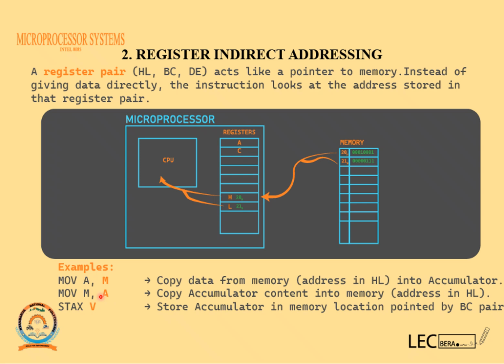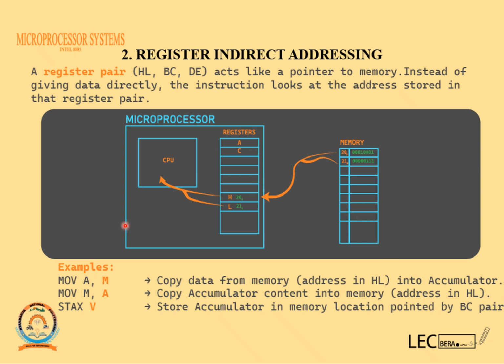You can also move from the accumulator to the address which is held by the register pair HL. So copy accumulator content into the memory address in HL. You can even do STAX: store accumulator in the memory location pointed to by the BC pair.